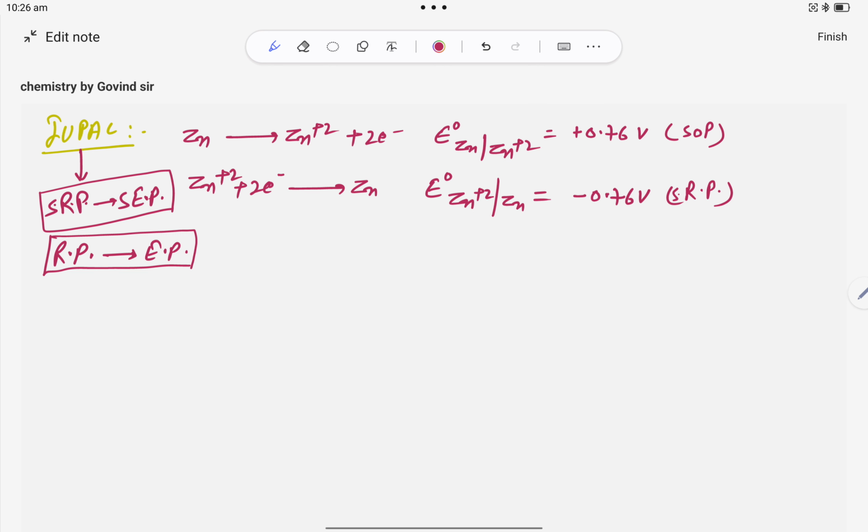But no need to worry. If an oxidation potential value is given, then what you have to do? SRP, standard reduction potential, is equal to minus SOP. You have to use the minus sign only. If the standard oxidation potential value is given, but we have to use the reduction potential value, so you have to use the minus sign. That's it. Hope it is clear to you.